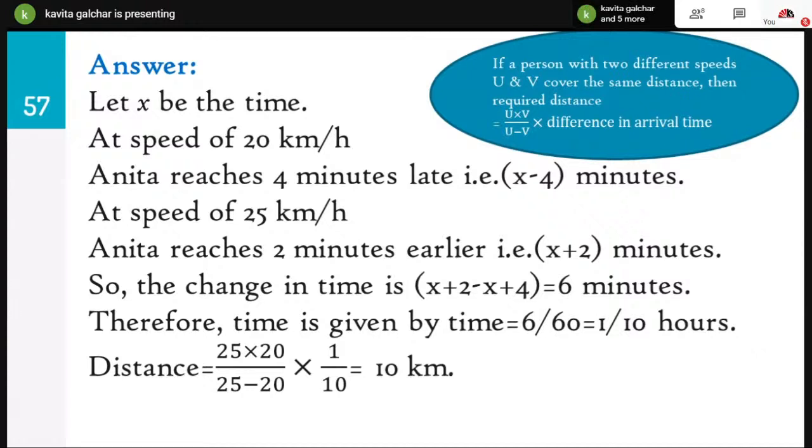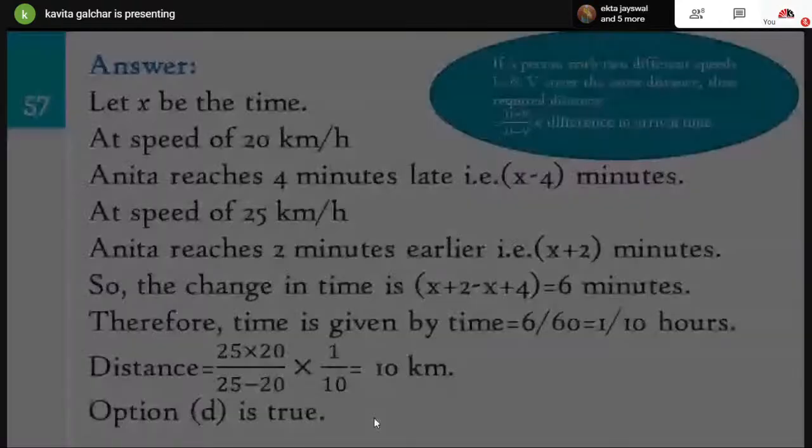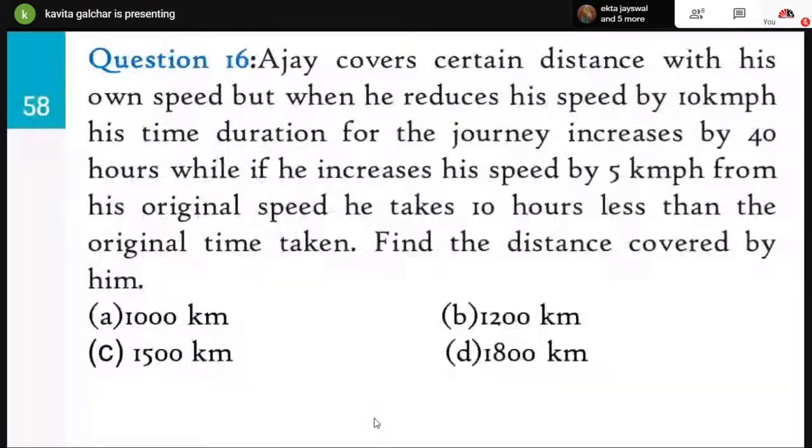Here, I am using the concept that if a person travels with two different speeds and both speeds are given, you need to calculate the difference in arrival time. That we are getting as 6 minutes, which is 1 upon 10 hours. So by using this concept, you will get the distance, that is 10 kilometers. So option D is true. These formulas are very important for competitive exams.